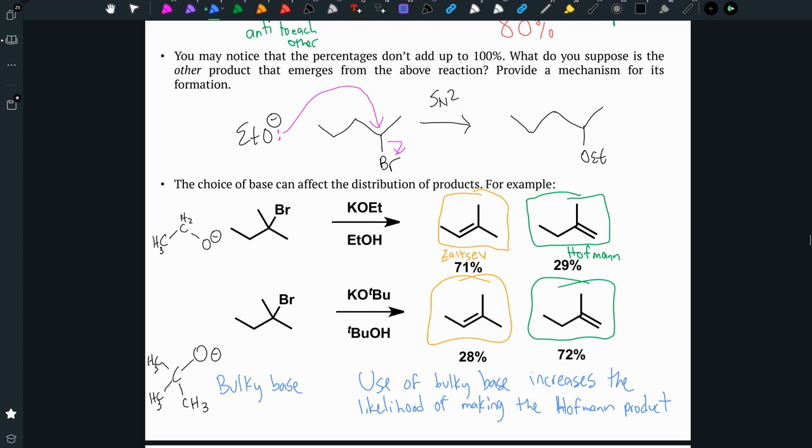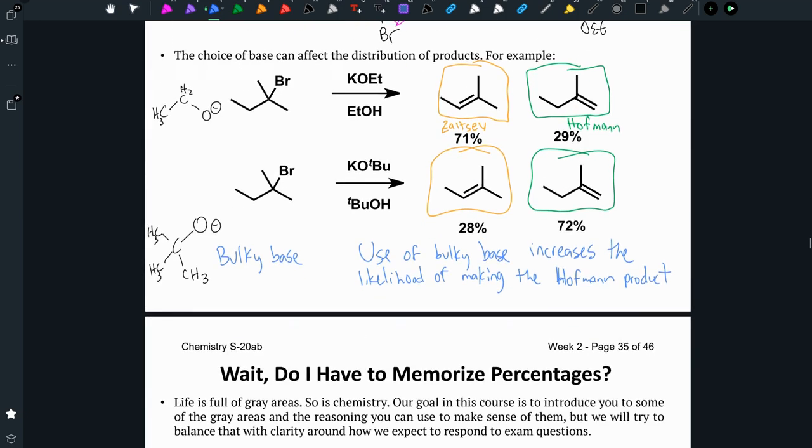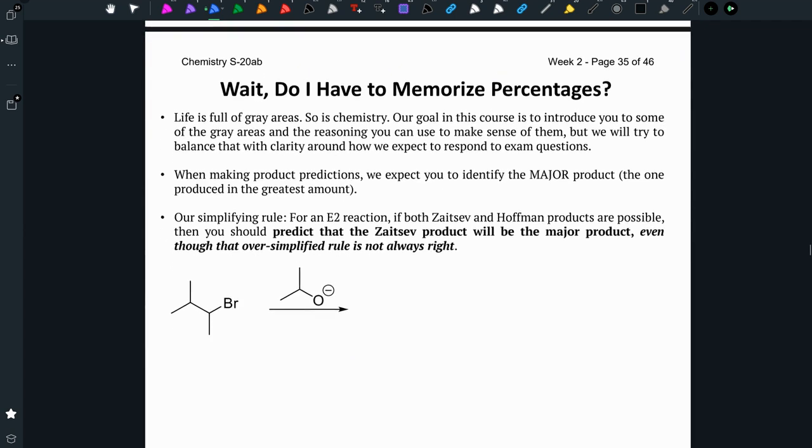And these percentages are going to vary depending on what substrate you're using. So the question always comes up, well, what do I do? How am I supposed to know what's going to be the major product, what's not going to be the major product? This is one of those gray areas of chemistry where if you were in the lab and you're doing a specific synthesis, you would have to try things out and try different bases to see what yields you got in each case.